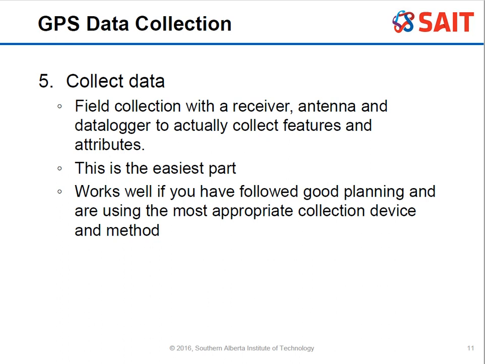Then the last step is collecting data. You go out and you use some sort of field collector that has a receiver, an antenna, and some way to log data. And then you go out and actually collect those features. This is the easiest part. It really is. You need to have good planning, and you need to have an appropriate device, which again probably makes sense. When you go out in the field, make sure that you put your receiver right above that item.